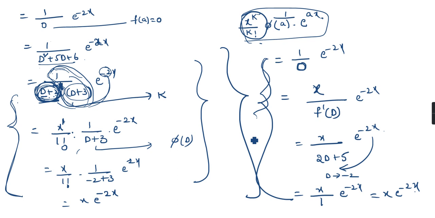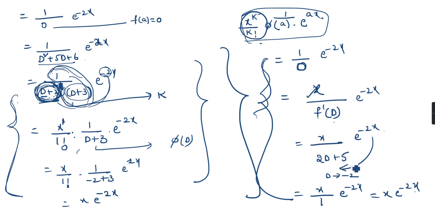If f of a equals 0, immediately you find f dash of d. When you are differentiating f of d, you put x in the numerator. If you want to take the second derivative, again you have to put x once more in the numerator. So here I am going to find f dash of d, so I am putting x in the numerator here. Okay, f dash of d into e power minus 2x.